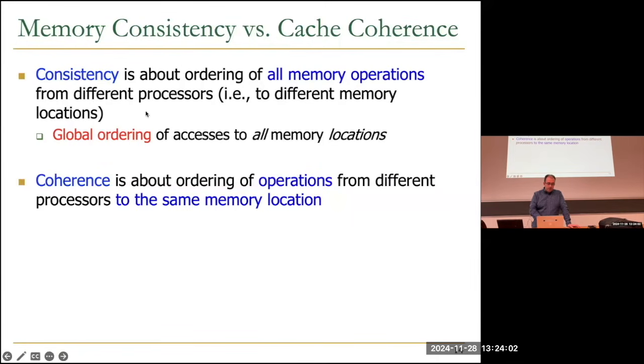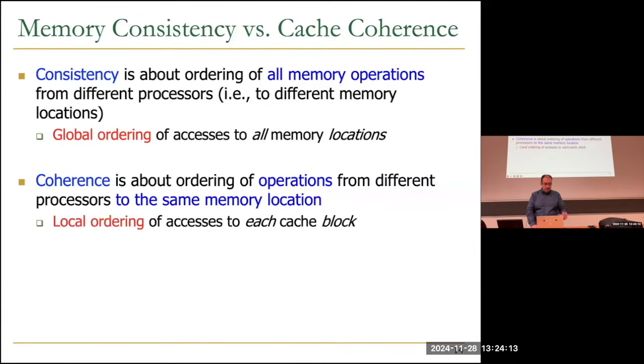Related to this topic, we also have coherence, but with a little difference: coherence is about ordering of operations from different processors to the same memory location. Basically in coherence, we care about local ordering of accesses to each cache block, which we're also going to see today. But we're going to start with consistency, as I said.